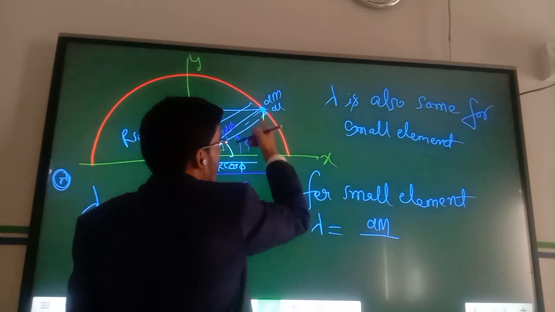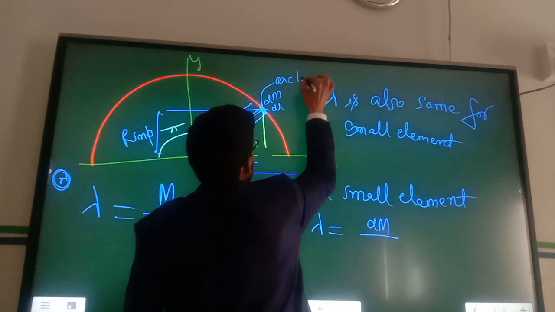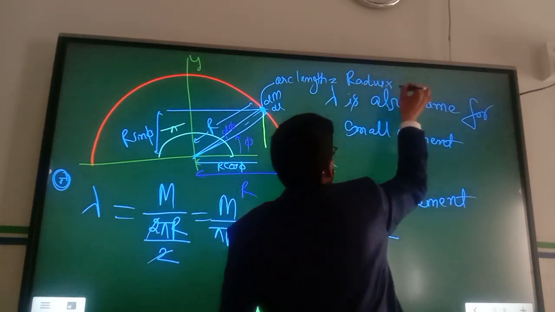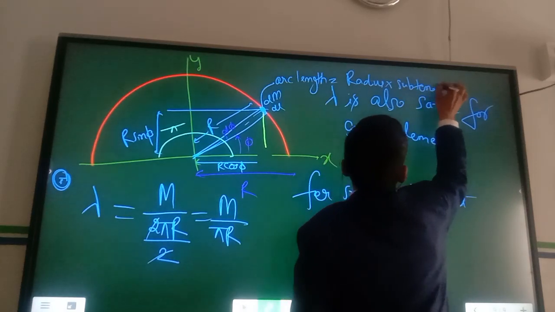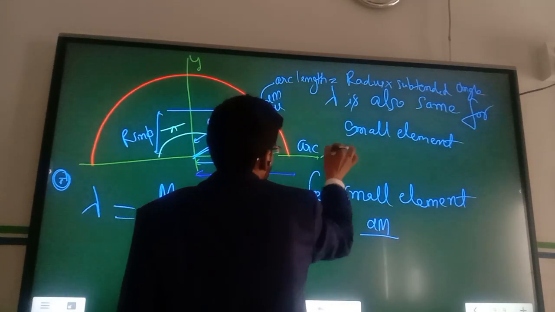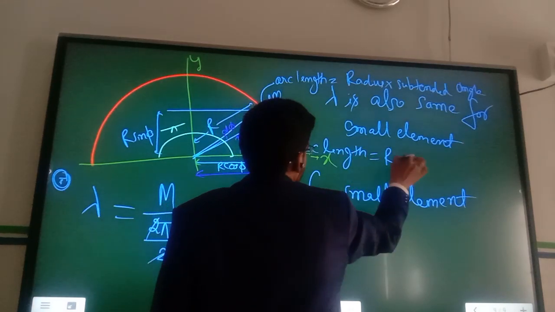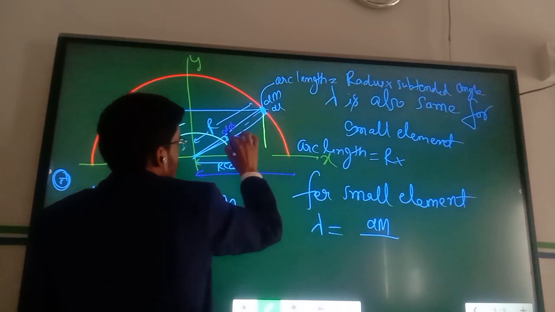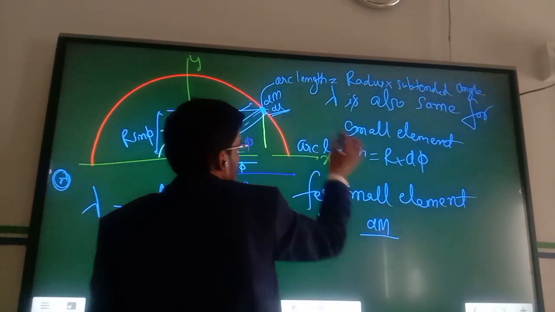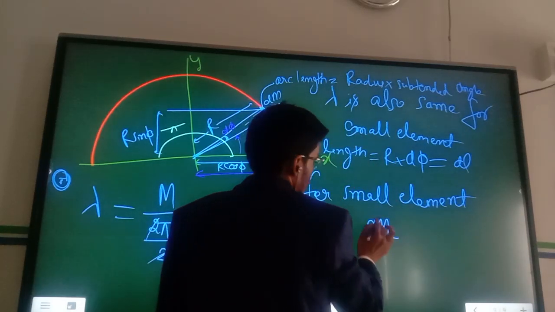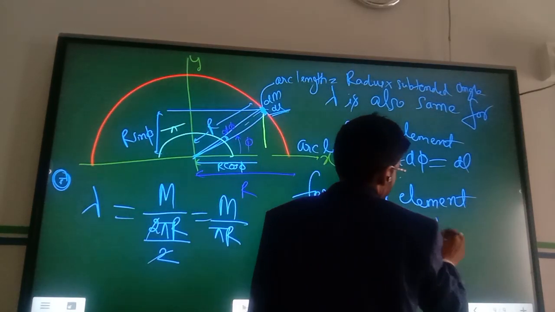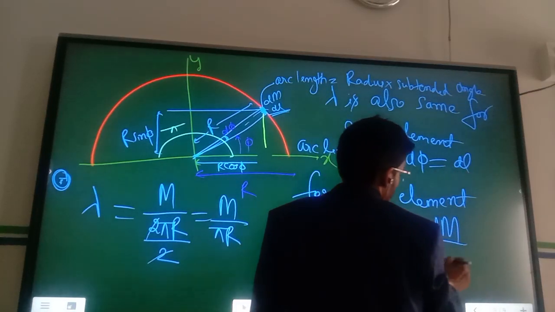Actually this length is an arc, and we know that arc length equals radius into subtended angle. Okay, so arc length here: radius equals r, and this angle is subtended by this small element, so the angle is d phi. So r d phi is the arc length. Okay, so suppose arc length is dl, like this is dl. Now here mass upon length, the arc length dl, so dm upon dl, and dl is r d phi, so dm upon r d phi.